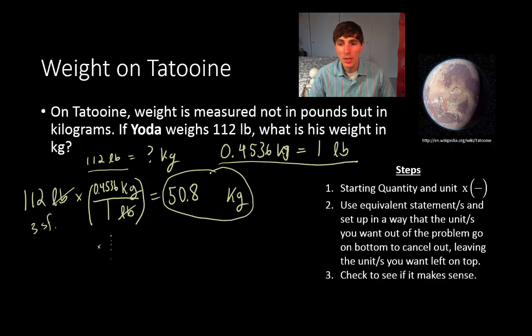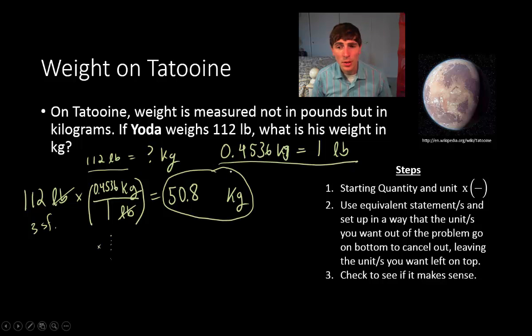The last step is to check to see that it makes sense. So I look back at my conversion factor, and I notice that a kilogram is smaller than a pound. So if I have 112 pounds, because kilograms are smaller than pounds, I should have fewer kilograms than pounds. When I convert that to kilograms, because kilograms are smaller, I should have less of them than I had pounds. So this answer does make sense.